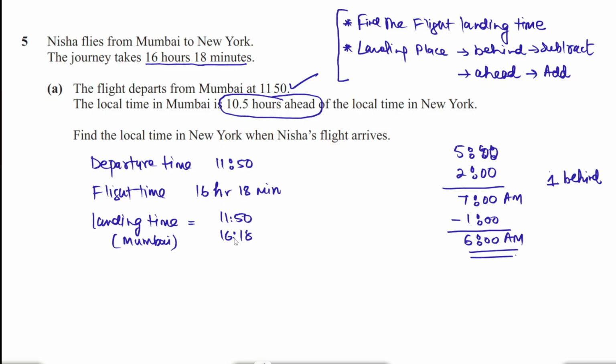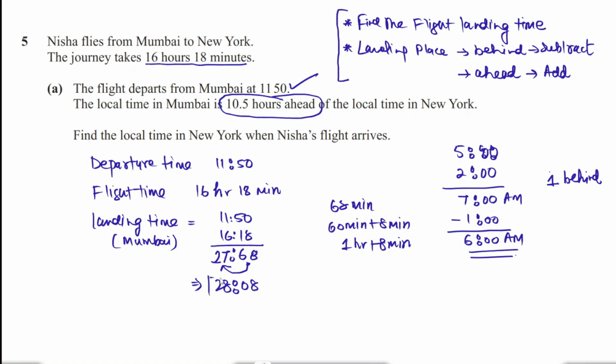So we will add this time: 8, 6, 6 plus 1, 7, and 1 plus 1, 2. Because we cannot write 68 minutes, 68 minutes is equal to 60 minutes plus 8 minutes, and 60 minutes could be considered as 1 hour plus 8 minutes. So we borrow the 60 minutes from here and give 1 hour here. It means it is going to be 28 hours and 8. So this is the time where the flight is going to land in New York with respect to Mumbai.